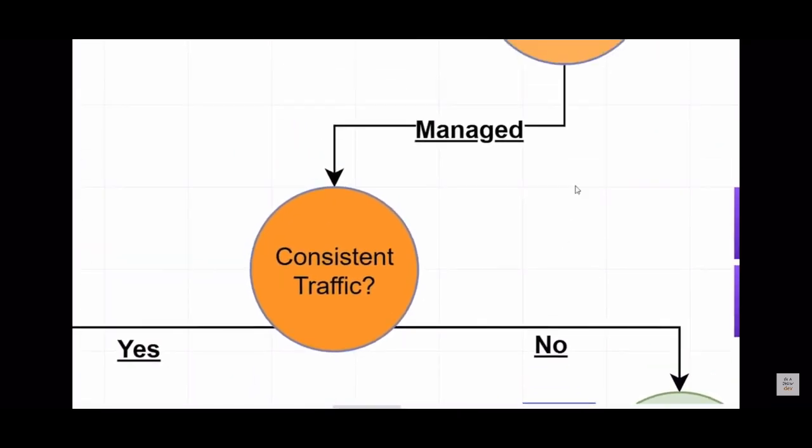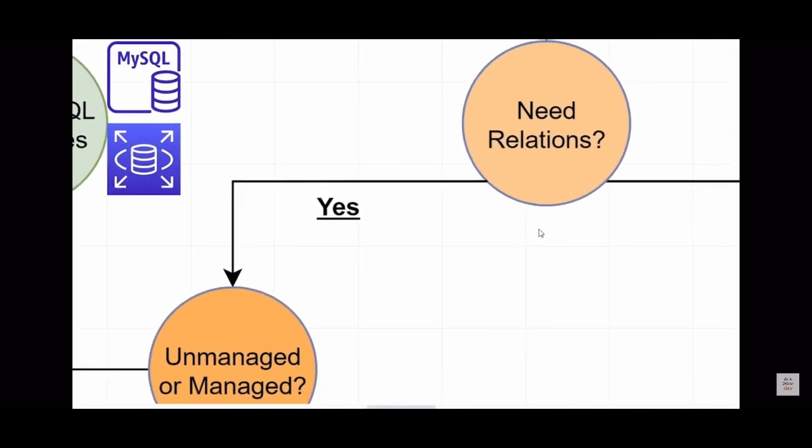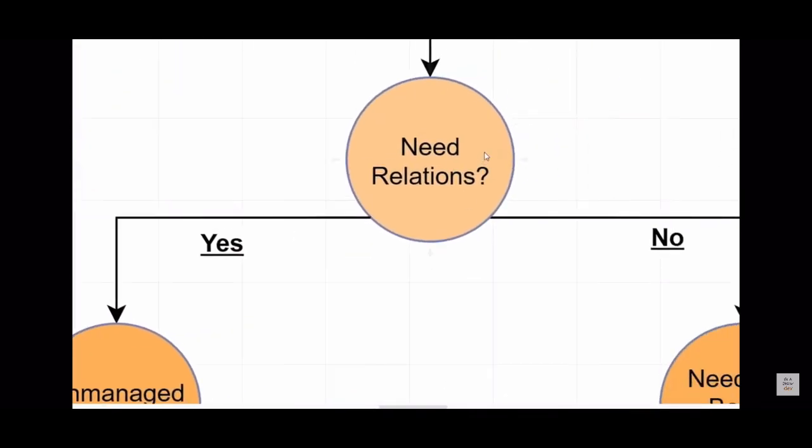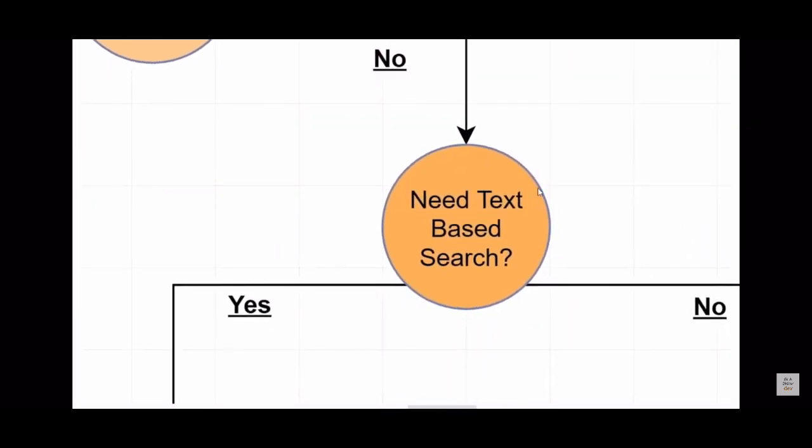So let's just traverse all the way back up here. So we were at need relations when we went down to the left. Now, if we don't need relations, we have a lot more options. So let's take a look at that. So the next question to answer is, do you need text-based search?